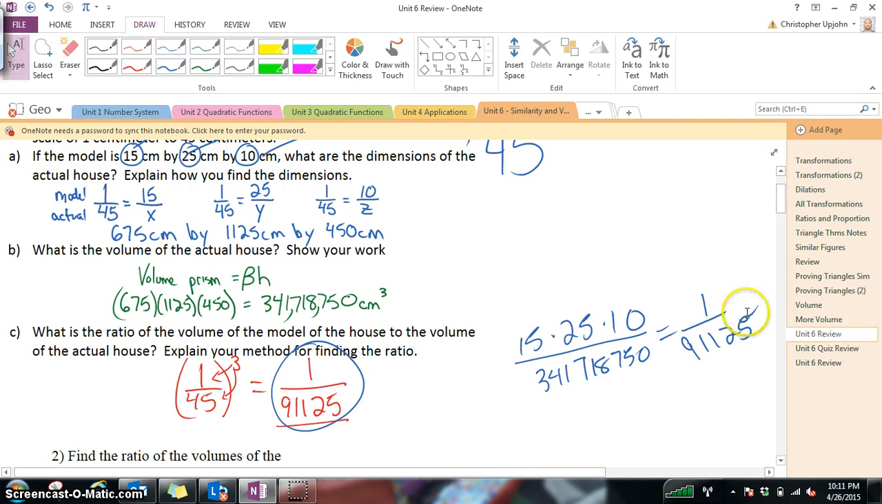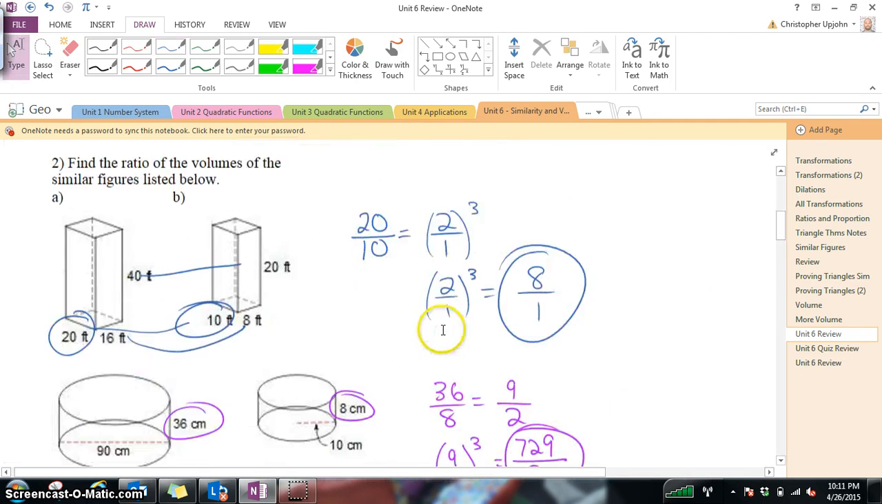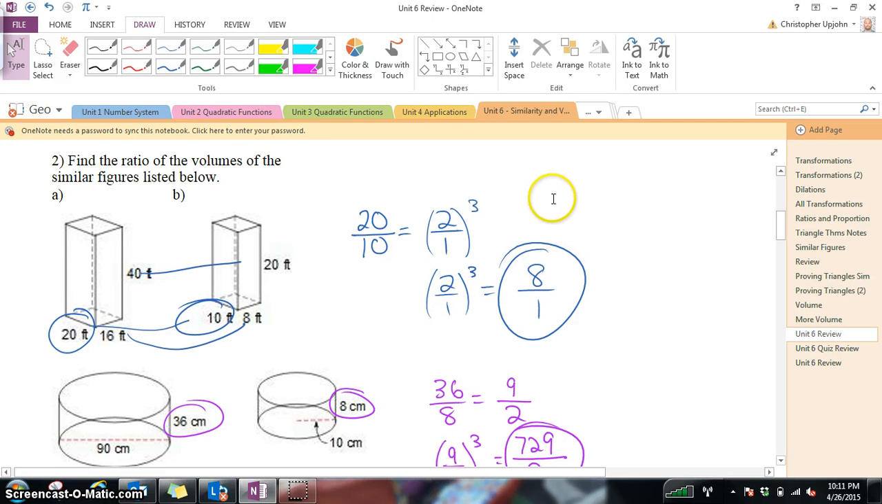It doesn't matter how you do it. Either way, you still get the ratio. Find the ratio of the volumes of the similar figures listed below. We need to find scale factors. We pick one side to go together. Here in our base, 20 and 16, 10 and 8. Well, 20 and 10 are probably easier to work with. So 20 over 10, reduce that to 2 over 1, and we cube that. 2 cubed is 8, 1 cubed is 1, so we get 8 to 1.